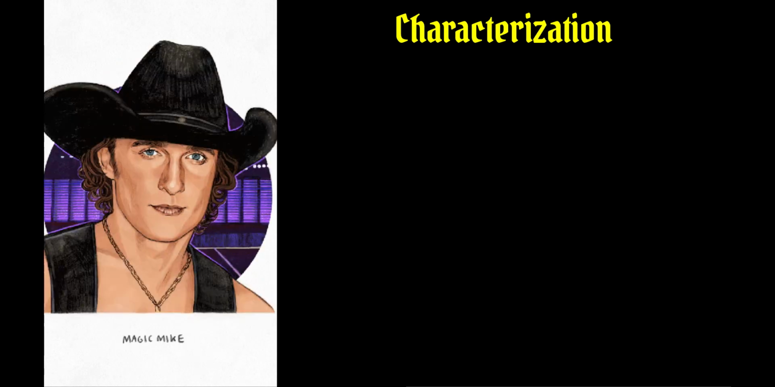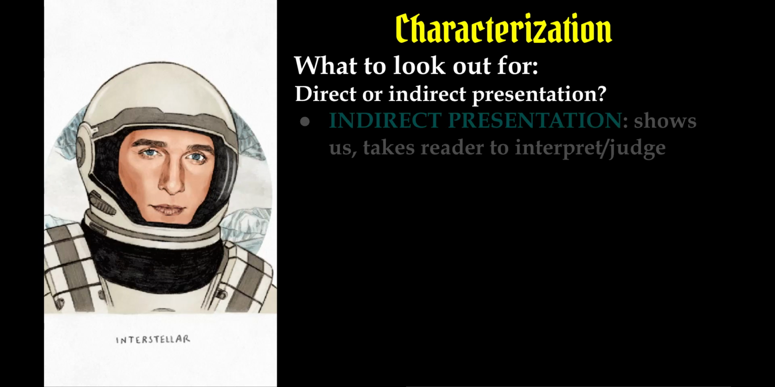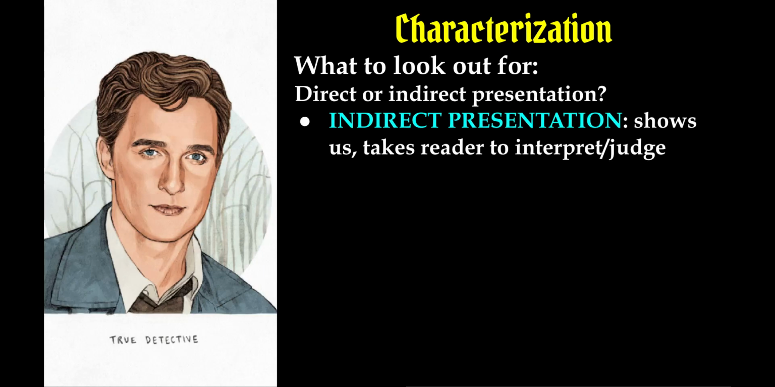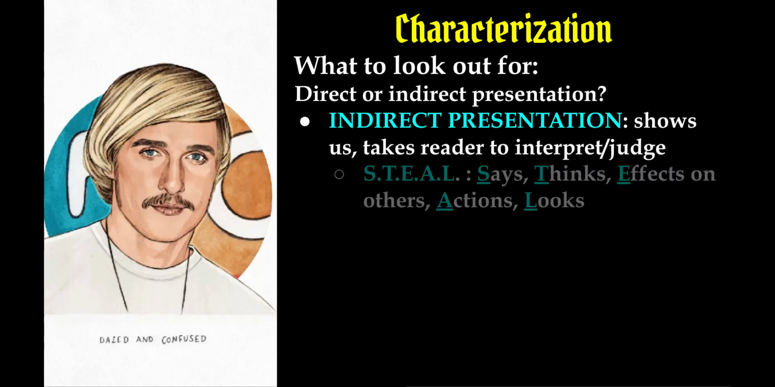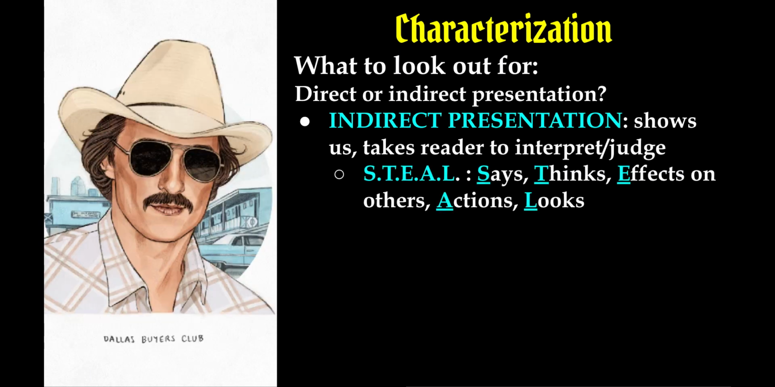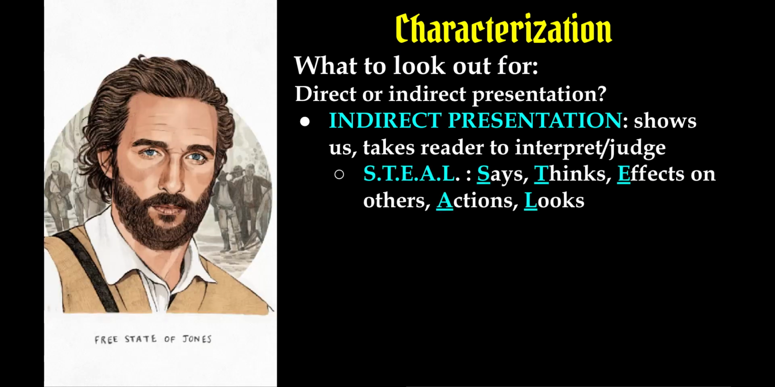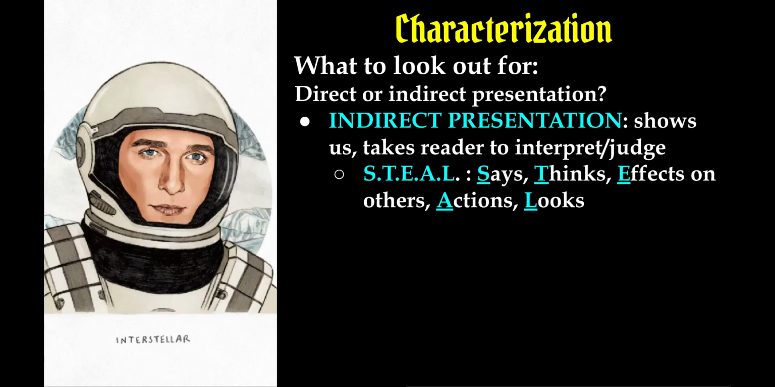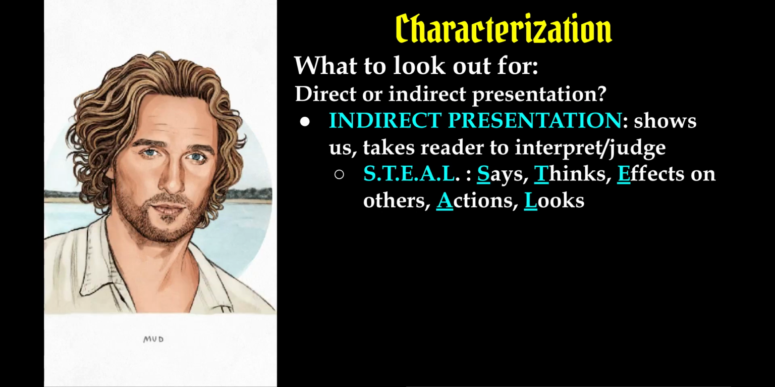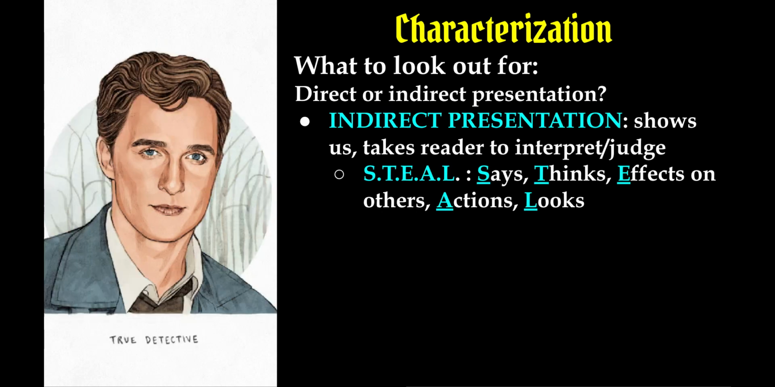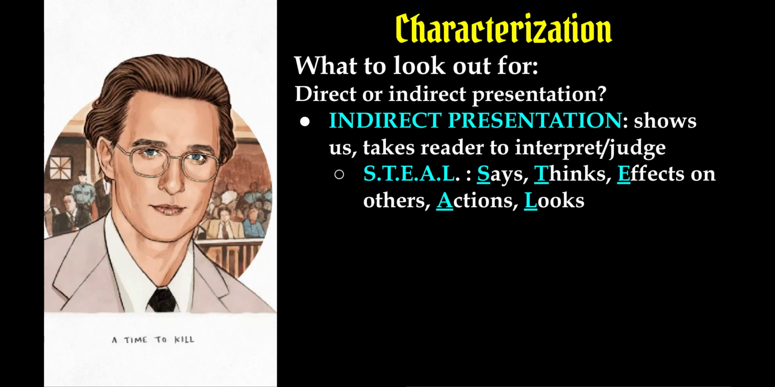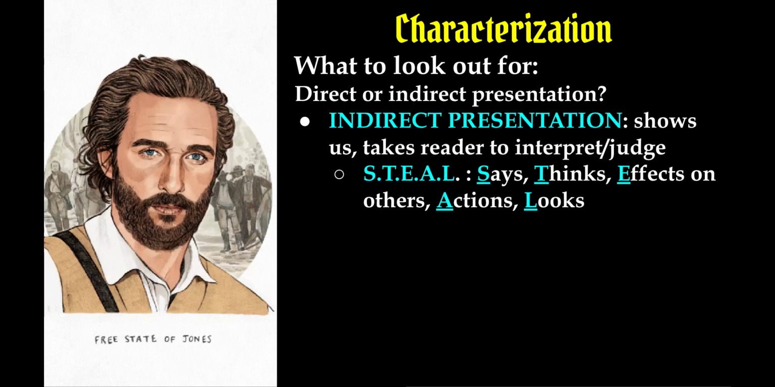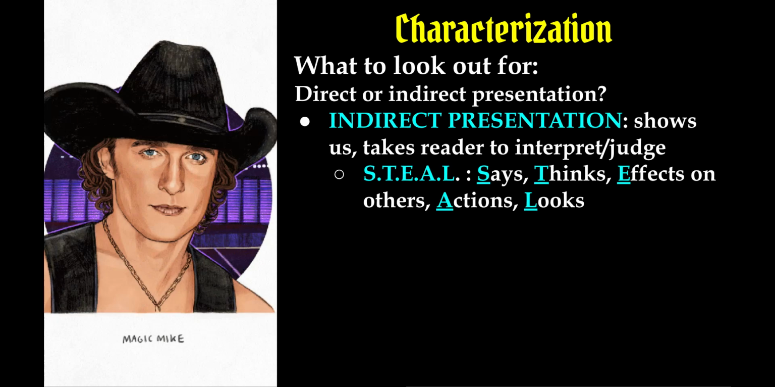Literary fiction tends to be the other kind, which is indirect characterization, where the author is showing you a bunch of clues about them through what they say, think, how they affect others, their actions, and their looks. And you have to take all that evidence, put it together, and try to make a judgment on your own. The narrator or the storyteller, the way that it's written, is not going to tell you the judgment that you should walk away from. You have to figure that out on your own and make that decision for yourself, just like we do in real life.